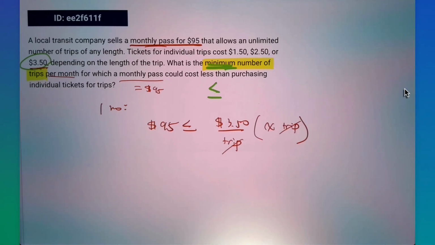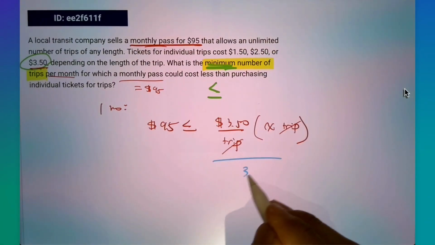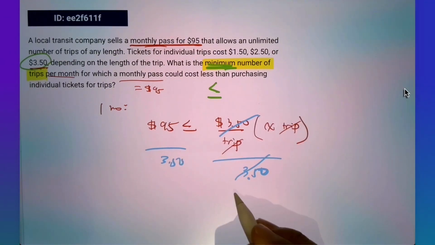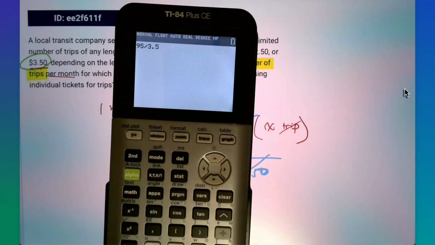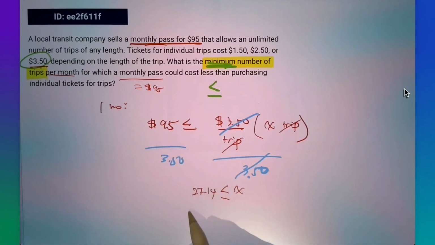Okay, so we need to find X. To do that, we need to divide both sides by $3.50. This way, you have X on the right, greater than or equal to, and on our calculator, 95 divided by 3.5 gives us 27.14. Okay, so X is greater than or equal to 27.14.